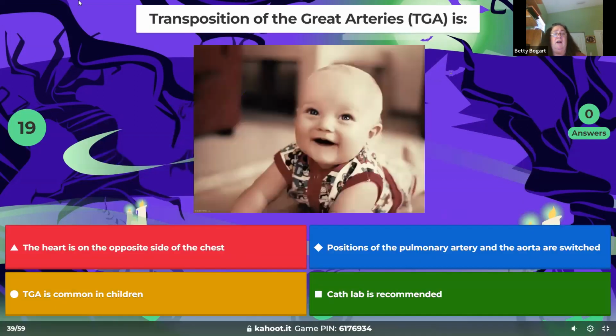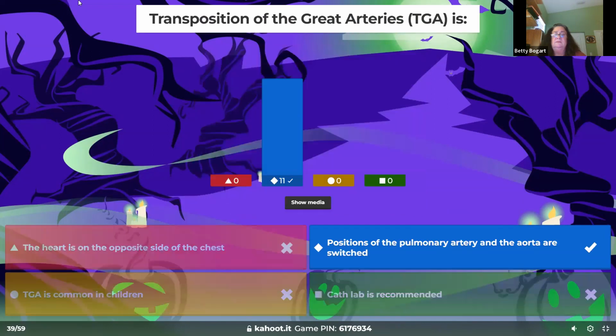Transposition of the great arteries. What is switched? What are the great arteries in the heart? Think of it that way, right? And it's the pulmonary artery and aorta that are switched. And that's the name of the surgery. Arterial switch is when we switch them.